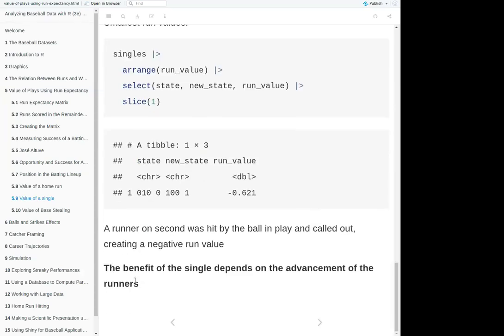So the big highlight of all this is that the benefit of the single really depends on the advancement of the runners. And based on our current state and our new state, that can be calculated with our run values.